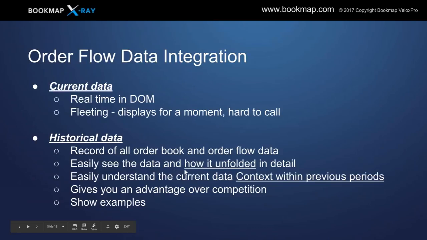We can understand how it unfolded in detail in specific areas, and it's very easy to see it, and that gives us context to those areas as well. Like I mentioned, let's say we have a double top pattern. They were bidding there before, or offering there before, with high liquidity. If we return back to that area, are they still interested? We'll get context from understanding the auction in those areas. This gives you a nice advantage over your competition.